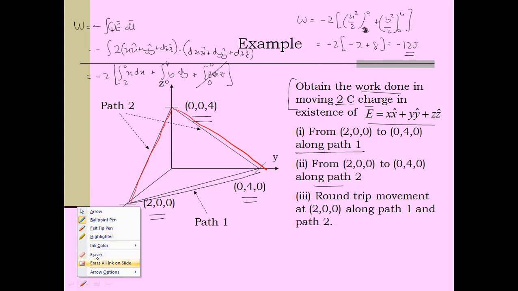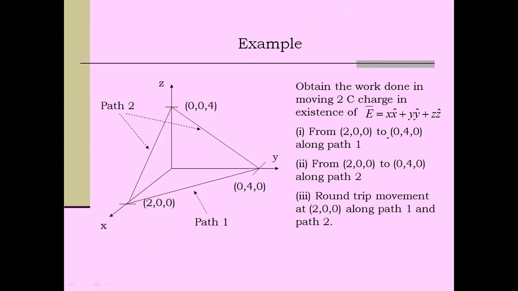So let us proceed to the second part of the questions, which is to find the same work of moving a 2 coulomb charge with this E field existence, but now we are using a different path, which is path number 2, from 200 to 040. So for that, we are supposed to get the W using path 2, which has route number 1 and route number 2, yeah?